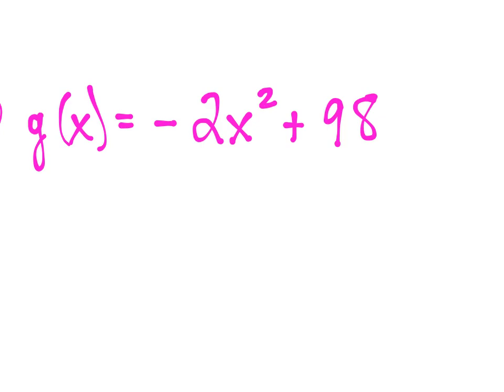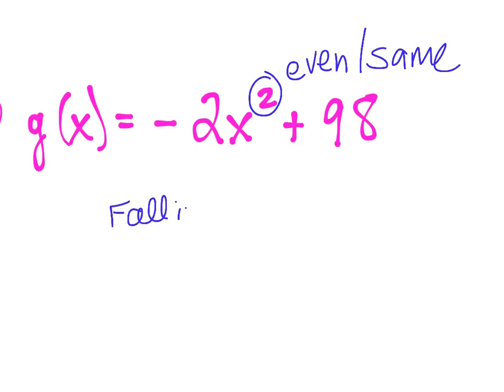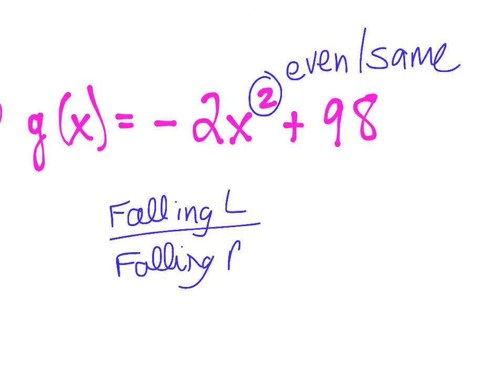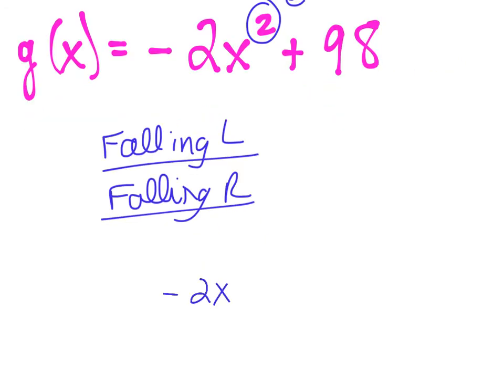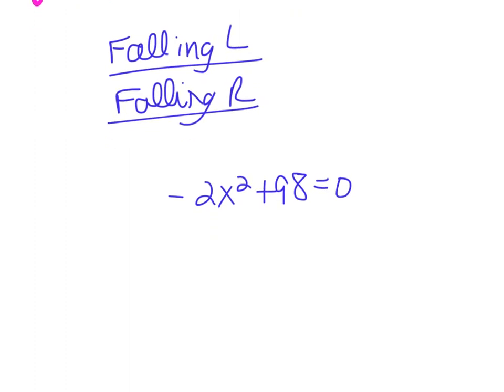End behavior. It's even, so it's same. Good. That means they're both doing what? Why? Because negative. Good. So you would say falling left, falling right. Find the zeros. Negative 2x squared plus 98 equals 0. Guys, here's a hint. If I give you something like this and you don't have a calculator, what 2 probably goes into 98?